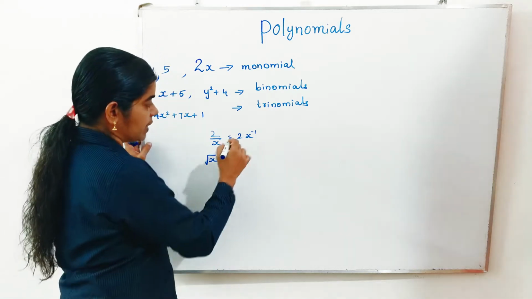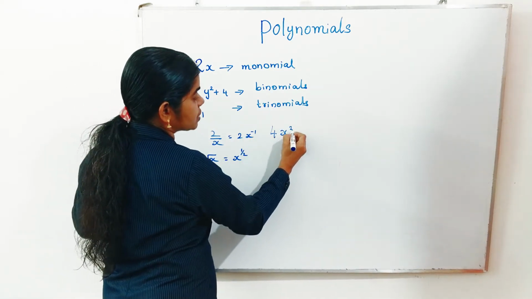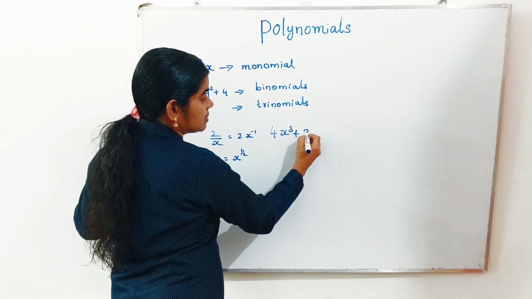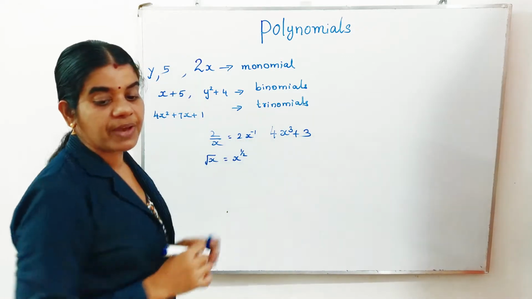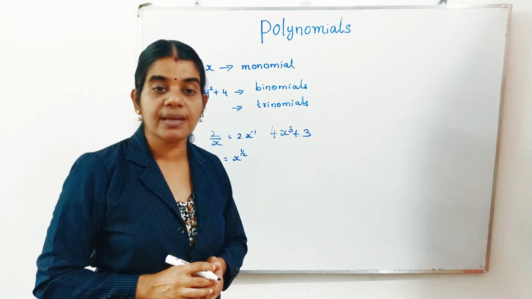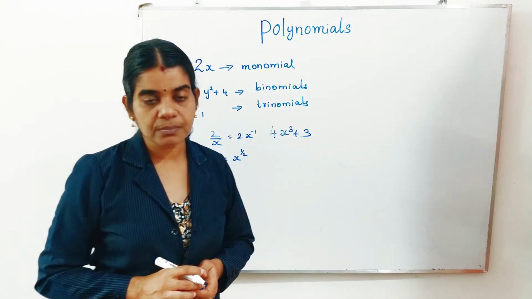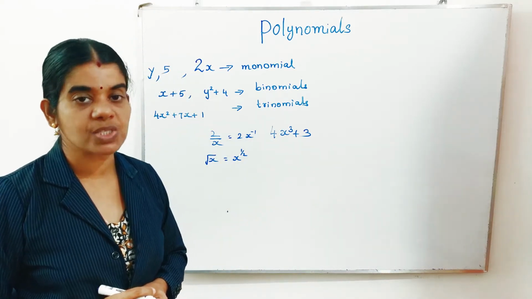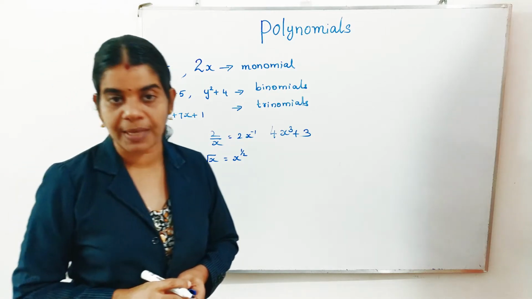Now I am writing 4x cube plus 3. Here the highest power of the variable is 3, so the degree is equal to 3. So the highest power of the variable is known as the degree of a polynomial.